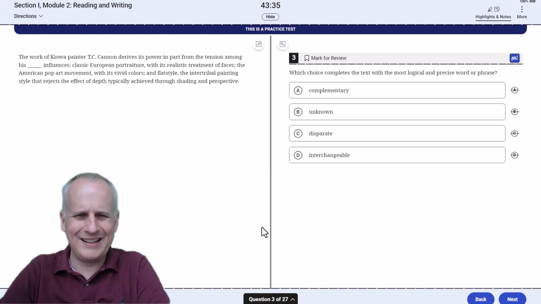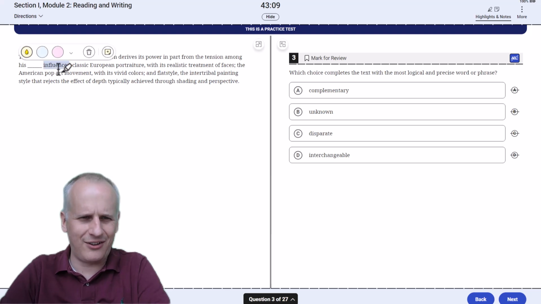Now we will read the next excerpt as well, doing the same thing. "The work of Kiowa painter T.C. Cannon derives its power in part from the tension among his blank influences: classic European portraiture with its realistic treatment of faces, the American pop art movement with its vivid colors and flat style, the intertribal painting style that rejects the effect of depth typically achieved through shading and perspective."